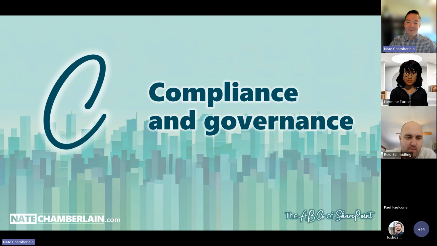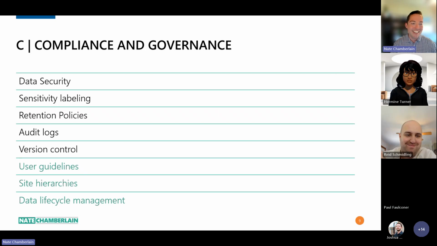All right, on to C. So C is for compliance and governance. This is one of those I had to pair up to fit everything in that I wanted to. So at the top here, the first 5 items, I kind of put those in the compliance bucket, and the bottom 3 I put in the governance bucket. But for compliance, we're thinking in SharePoint, our data is secure because it lives in Microsoft 365's universe.